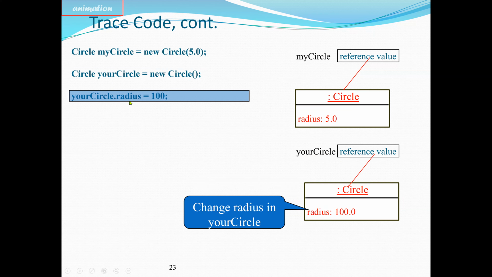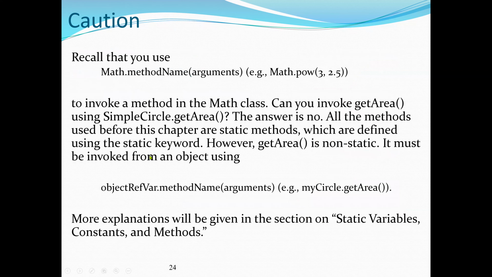But now we have another way to change it to 100. So we call the object yourCircle with the period radius, and set it to 100. Or if we have the method in our class, setRadius, I can just write yourCircle.setRadius. The setRadius method takes an argument, so the argument I'll write is 100, which means I'm setting the radius to 100.